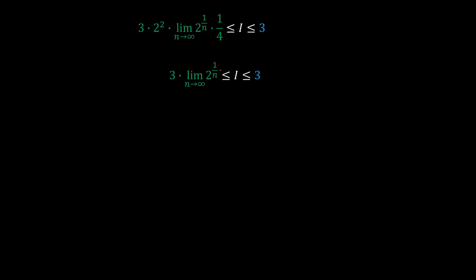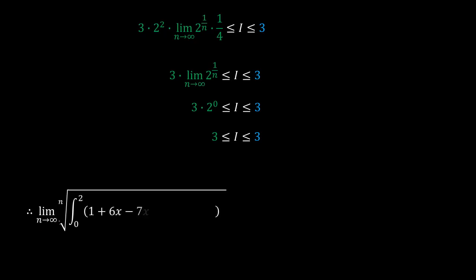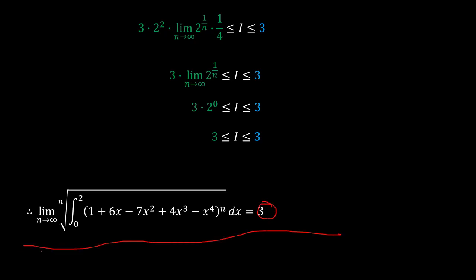And eventually we have this remaining, and we know this tends to 1, and so we have our integral and limit finally really beautifully sandwiched at 3. So what this really tells us is that the limit of n tending to infinity of the nth root of this integral from 0 to 2 of (1 plus 6x minus 7x squared plus 4x cubed minus x to the power 4) to the power n is 3. And this is our answer. Really beautiful. It's really wonderful walking through, it was a beautiful solution.